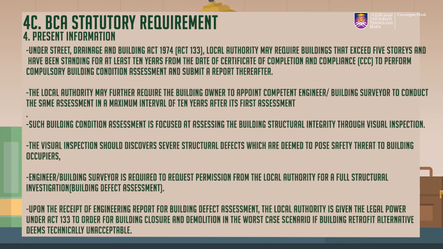Such building condition assessment is focused on assessing the building's structural integrity through visual inspection. The visual inspection should discover any structural defects which are deemed to pose a safety threat to the building occupants. The engineer or building surveyor is required to request permission from the local authority for the full structural investigation, the building defect assessment. Upon receipt of the engineering report for the building defect assessment, the local authority is given the legal power under Act 130 to order building closure and demolition in the worst-case scenario, if the building with proposed alternatives is deemed technically unacceptable.